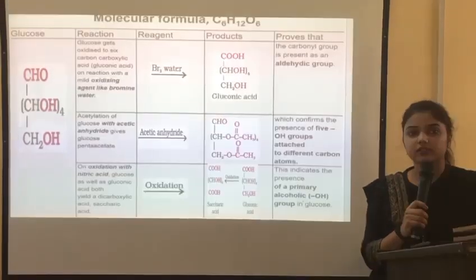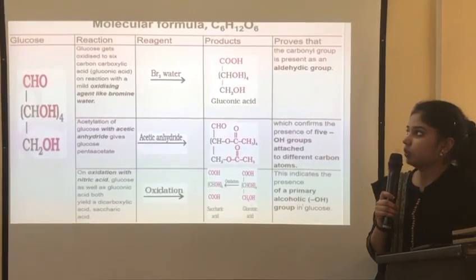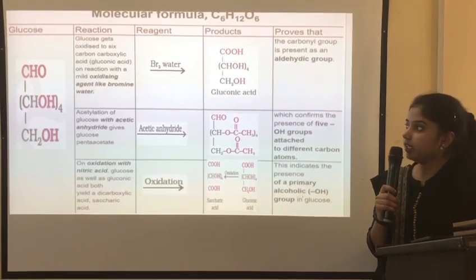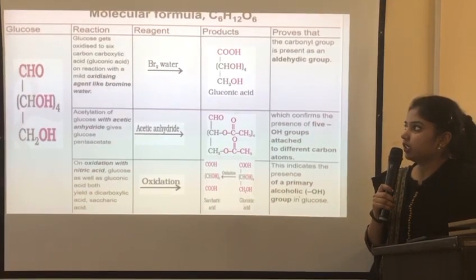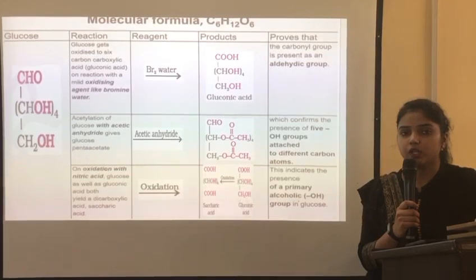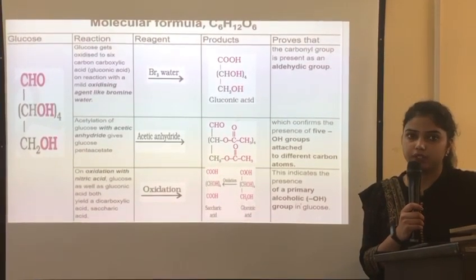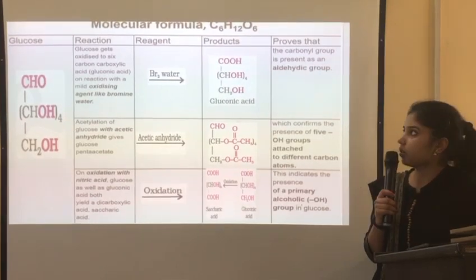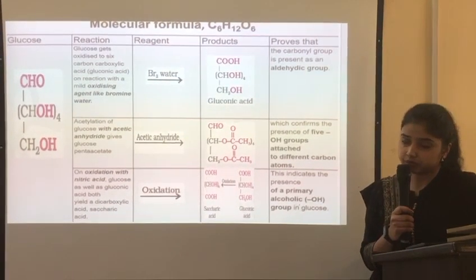These two reactions, hydroxylamine and HCN, show the presence of a carbonyl group. Next reaction is when glucose reacts with bromine water. Then the CHO group is converted into COOH. This reaction shows the presence of an aldehyde.